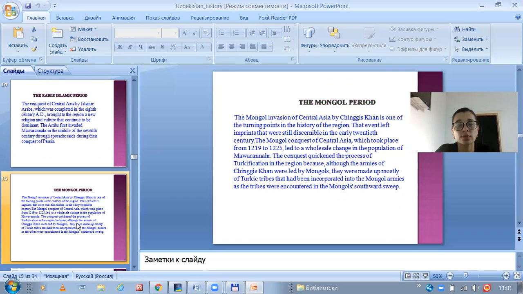Mongol period. The Mongol invasion of Central Asia by Genghis Khan is one of the turning points in the history of the region. That event left imprints that were still discernible in the early 20th century. The Mongol conquest of Central Asia, which took place from 1219 to 1225, led to a full-scale change in the population of Mawarannahr. The conquest quickened the process of Turkification in the region because, although the armies of Genghis Khan were led by Mongols, they were made up mostly of Turkic tribes that had been incorporated into Mongol armies.